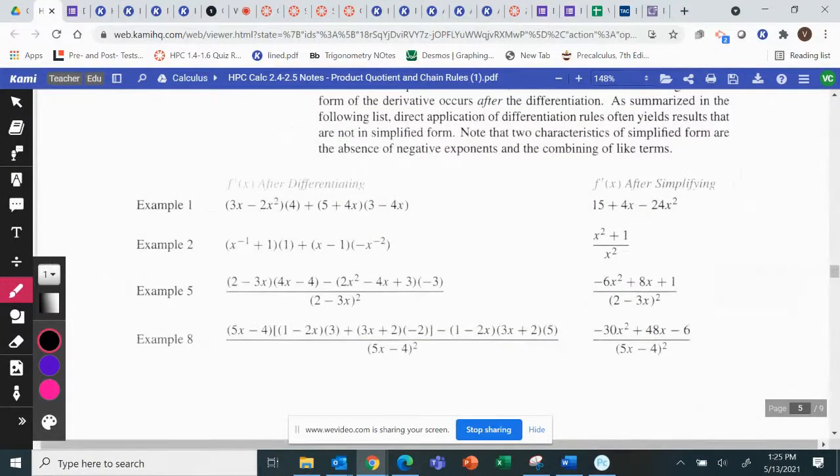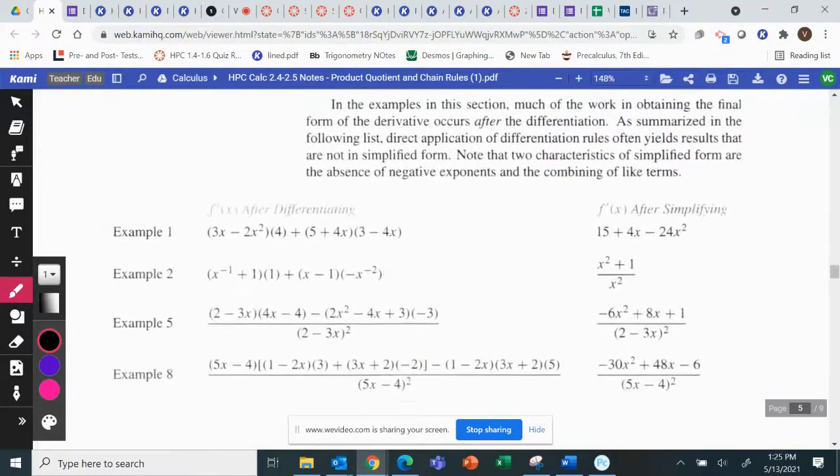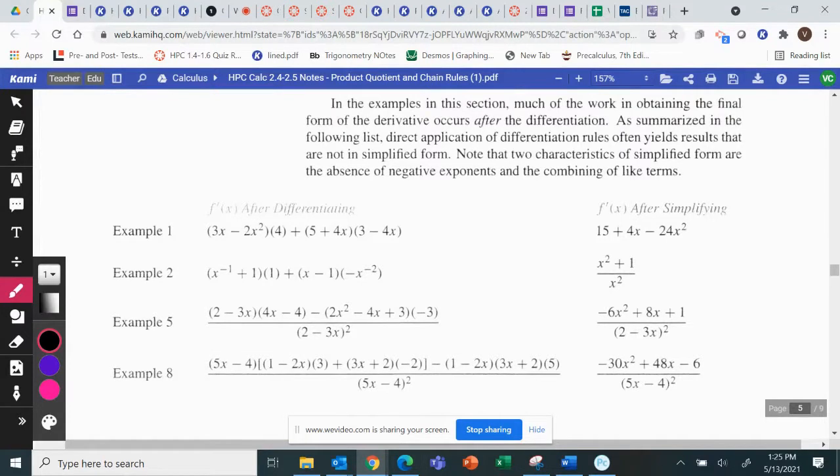Okay, this next one, nope, just kidding. After this, here, this is talking about what I've already said to you a few times: the majority of the work is coming after the differentiation. So they're showing you some examples where after differentiation, this is what we got, but then after simplifying, this is what we got. And then in the paragraph, it talks about what kind of things you definitely want to do to simplify, like get rid of negative exponents, combine like terms. What else is in here? Oh, that's all they wrote. But basically, keep it factored.